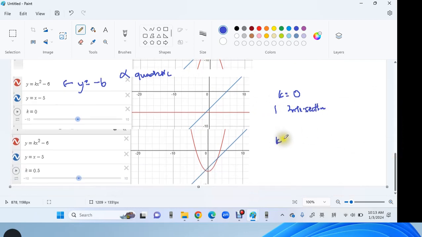So we have k equal to 0.5, greater than negative 1 over 4. So this one they have two intersections.